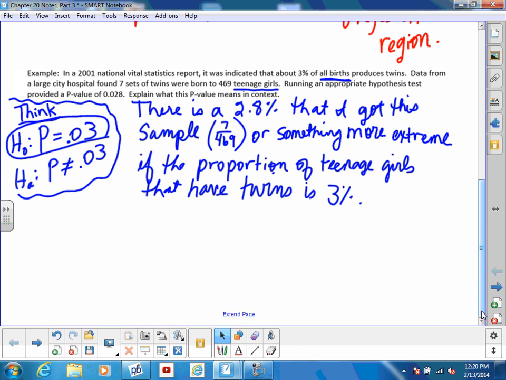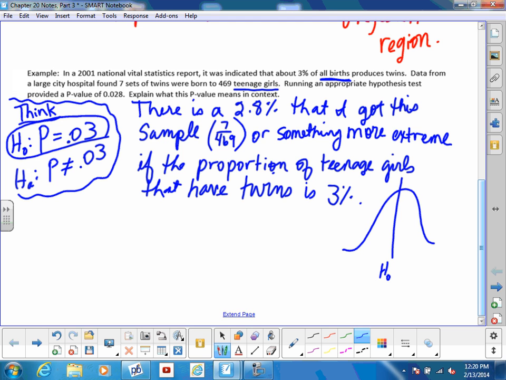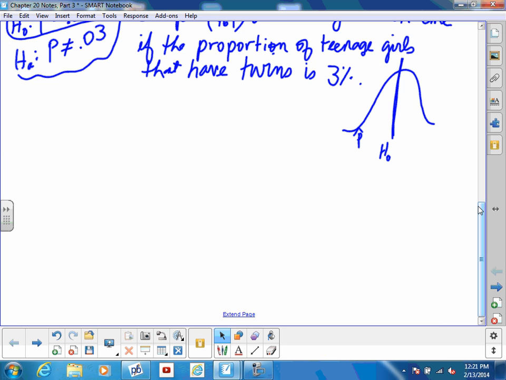It means your sample's out there. Here's a picture of it. Here is 3% of teenage girls having twins. But you get this 7 over 469. I don't even know what that is. Is that way small or way big? So 7 over 469, it's smaller. So we got something way down here. And so that means that the chance of getting that sample or something more extreme is 2.8%. This is a 2.8% chance. 2.8% of samples fall down there.